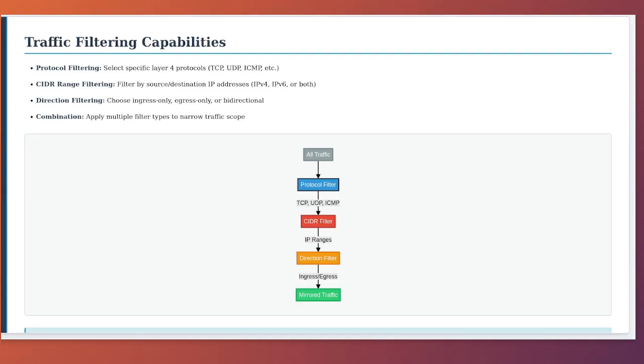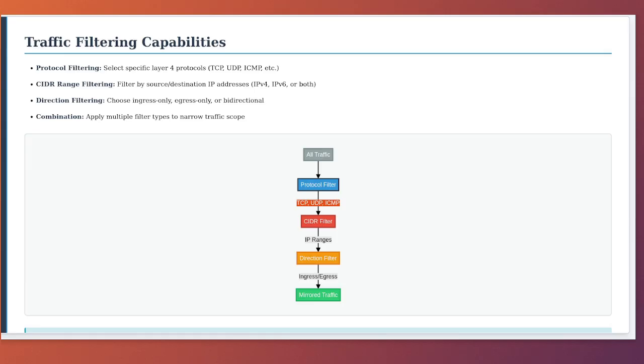The first filtering dimension is the protocol. You can specify which layer 4 protocols you want to mirror. For example, you might only want to mirror TCP traffic because you're investigating a connection problem, or only UDP traffic if you're troubleshooting a domain name system issue. You can also mirror specific protocols like Internet Control Message Protocol for network diagnostics. The protocol filter helps you focus on the type of traffic relevant to your investigation.